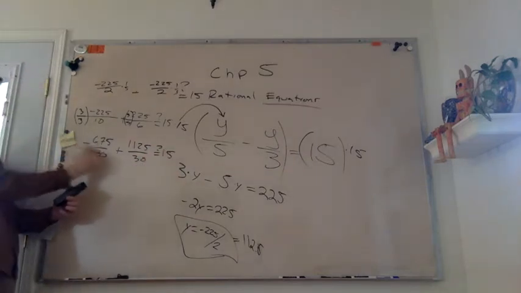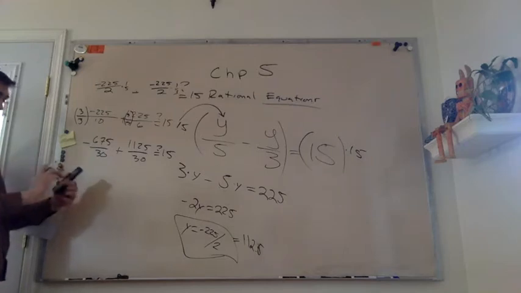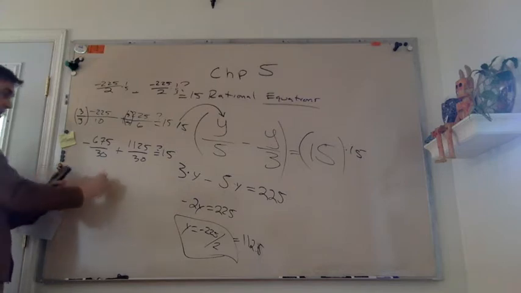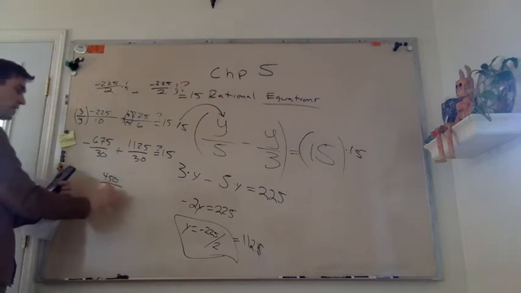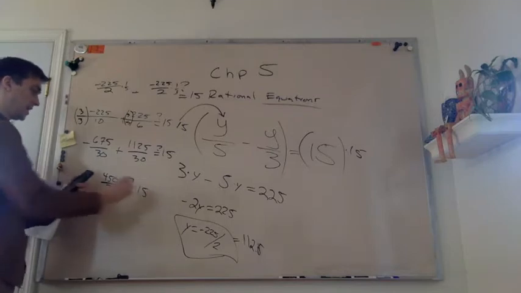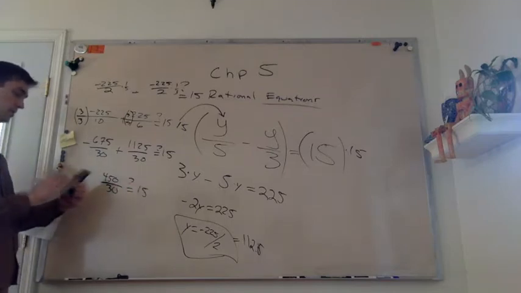Negative 675 divided by 30 plus 1125 divided by 30 is 1125 minus 675. That's 450 divided by 30. And is that equal to 15? Yes. Okay.